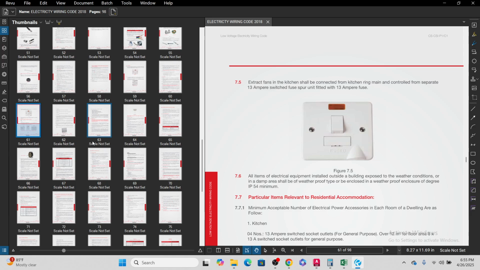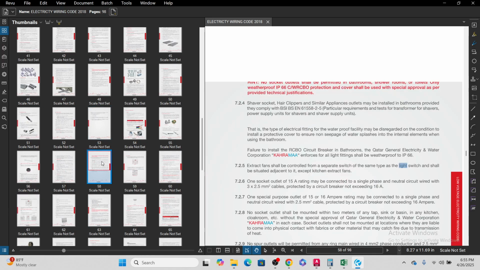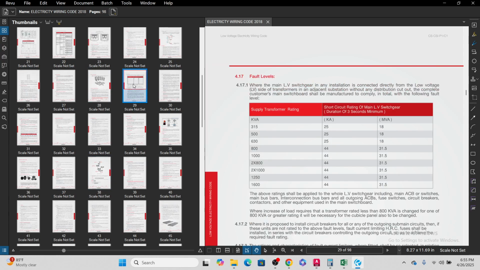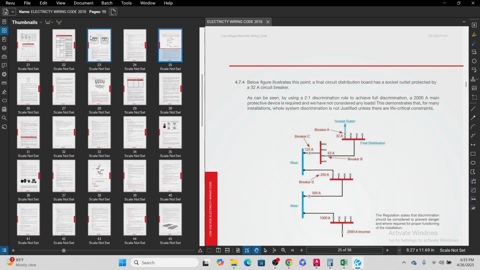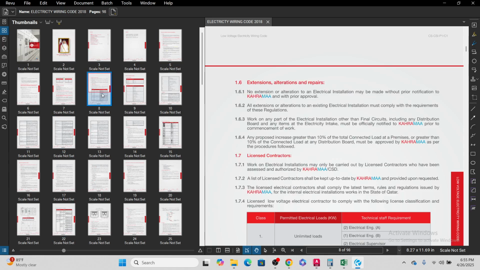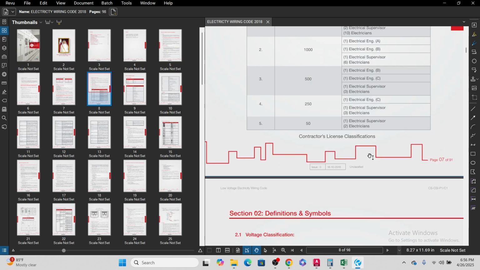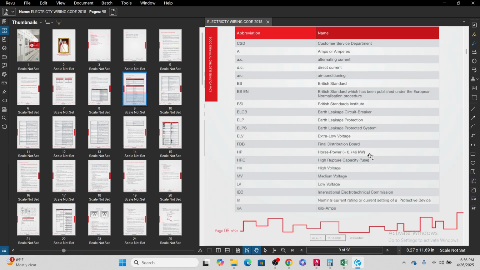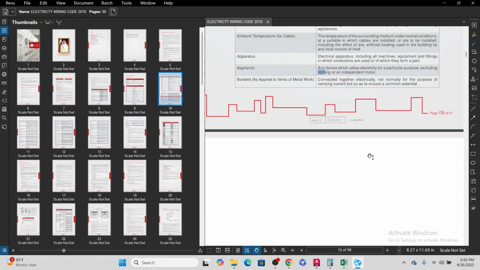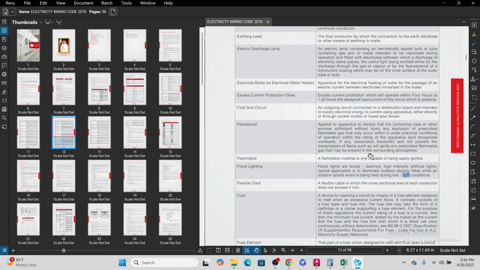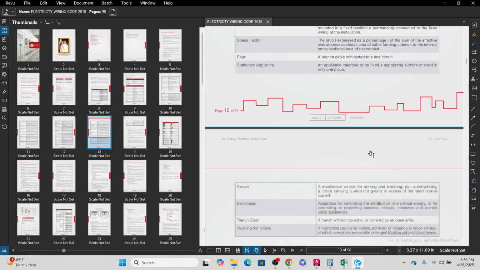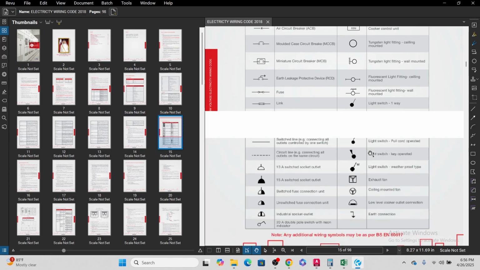The problem is, if you don't know the correct page number, you have to search one by one. It will take too much time. It should be somewhere here. And you should know how to search also.